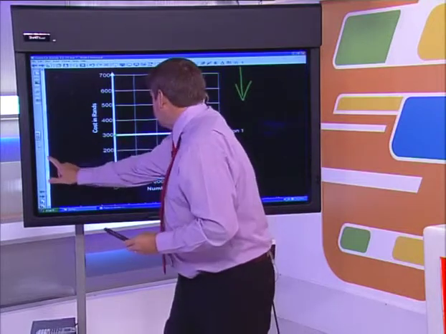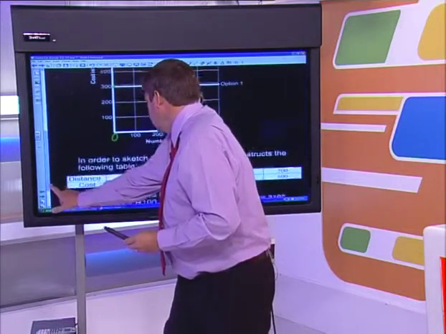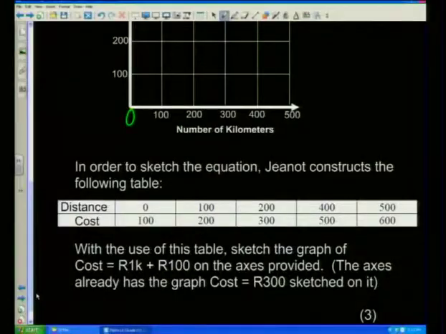Now let's look at our question. In order to sketch the equation, Jono constructs the following table. With the use of this table, sketch the graph of cost is equal to 1 Rand per kilometer plus 100 Rand on the axis provided. The axis already has the graph of cost is equal to 300 Rand. We saw that graph earlier.